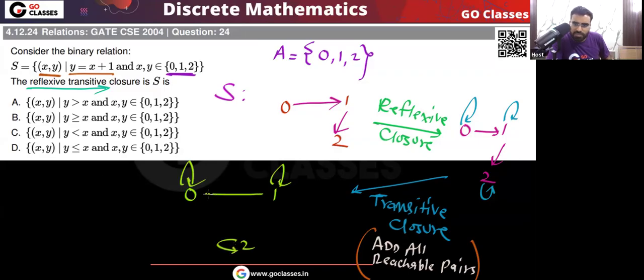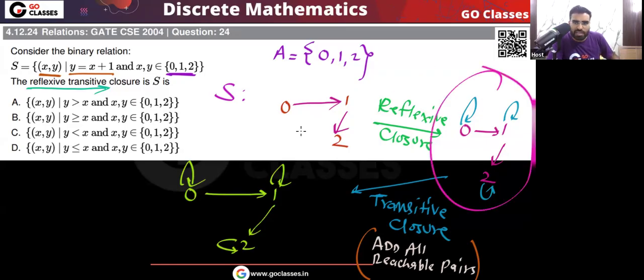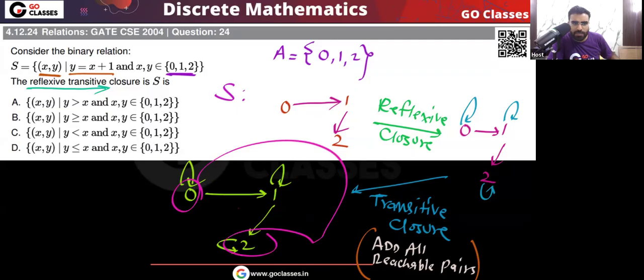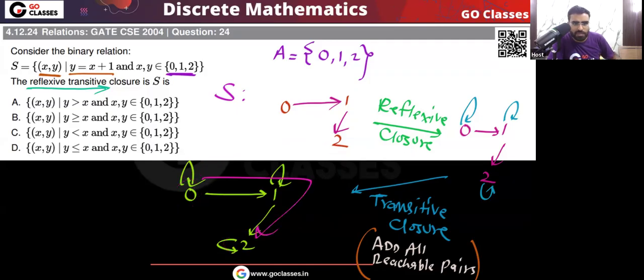This graph, you can see, is as it is. Now you can notice how to find the transitive closure of this graph. This is the graph. How to find the transitive closure? You will add all the reachable pairs. You can notice from 0, 2 is reachable, or I can say that from 0 to 2 there is a path of length at least 1. From vertex 0 to vertex 2 there is a path of length at least 1.